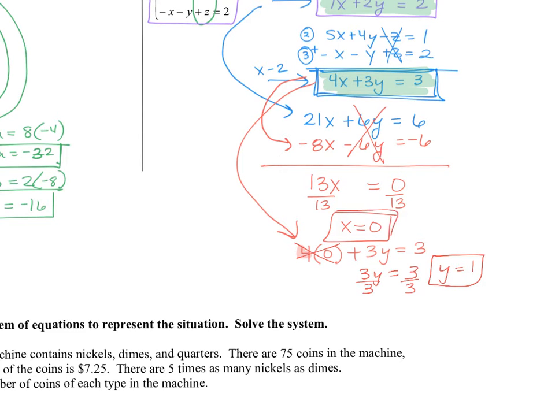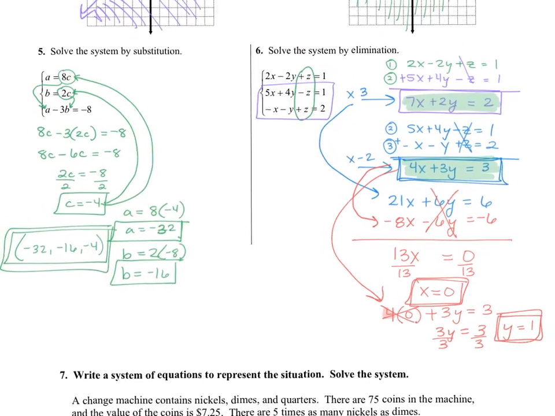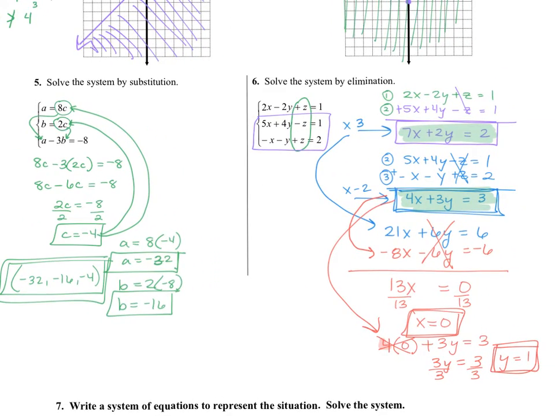Okay, so now I know x is 0, y is 1, and I just need z. So come back up here to our originals. I would plug it in right here. So I have a negative 0 minus 1, which is my y, plus z equals 2. Well, negative 0, that's just 0. Minus 1, I'm going to add that 1, and we get z equals 3. So my answer is 0, 1, 3.